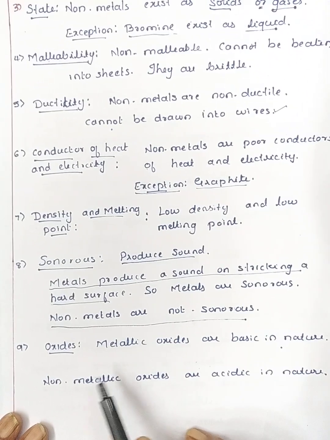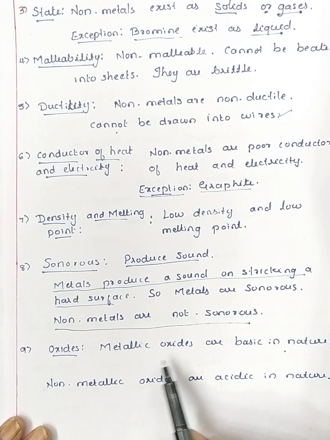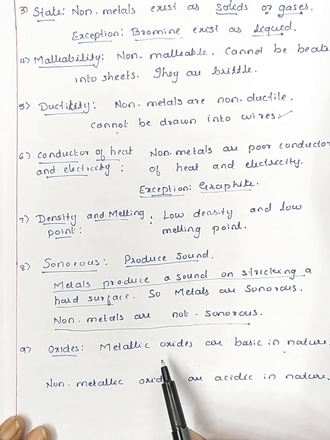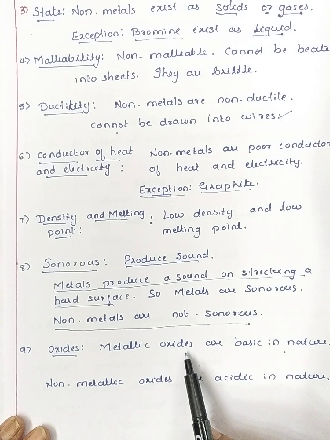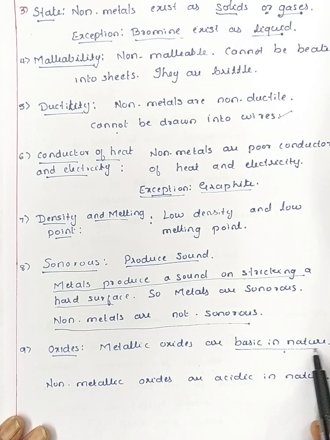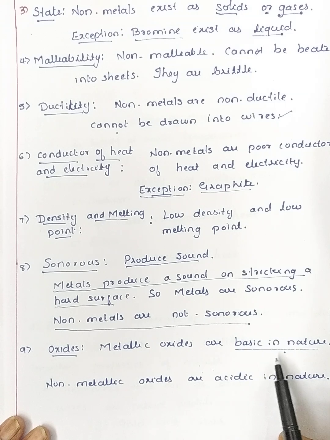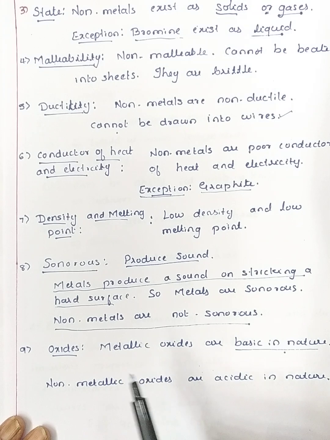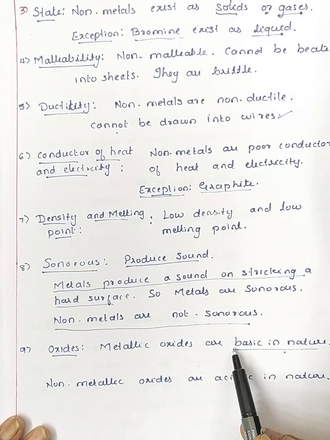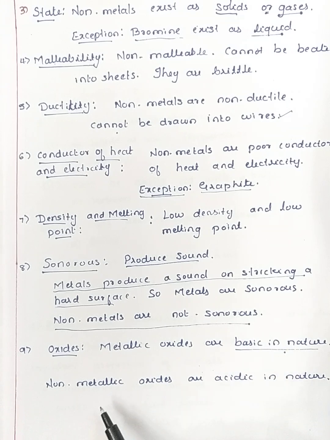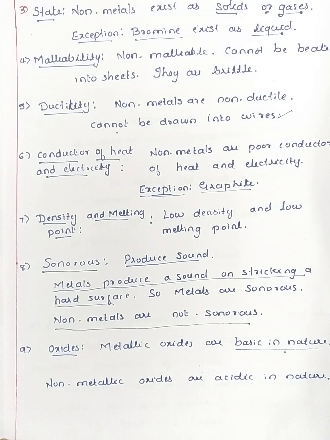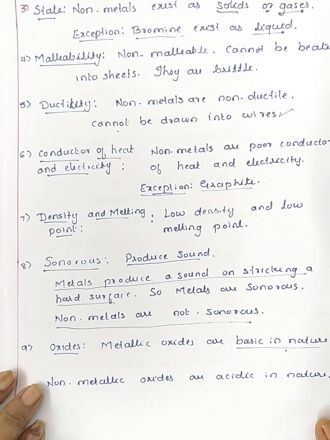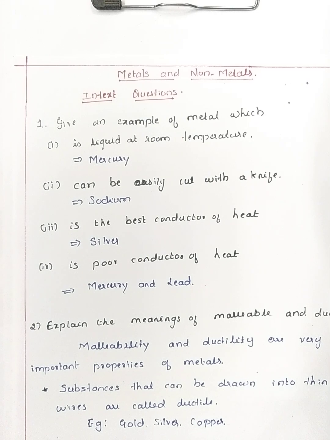And the next property is oxides. Metallic oxides are formed when metals react with oxygen. They are basic in nature. So why is this a physical property? Because we can identify by using litmus paper whether the oxides are basic or acidic in nature. So this nature is a physical property. Metallic oxides are basic in nature and non-metallic oxides are acidic in nature. So these are the physical properties of metals and non-metals.